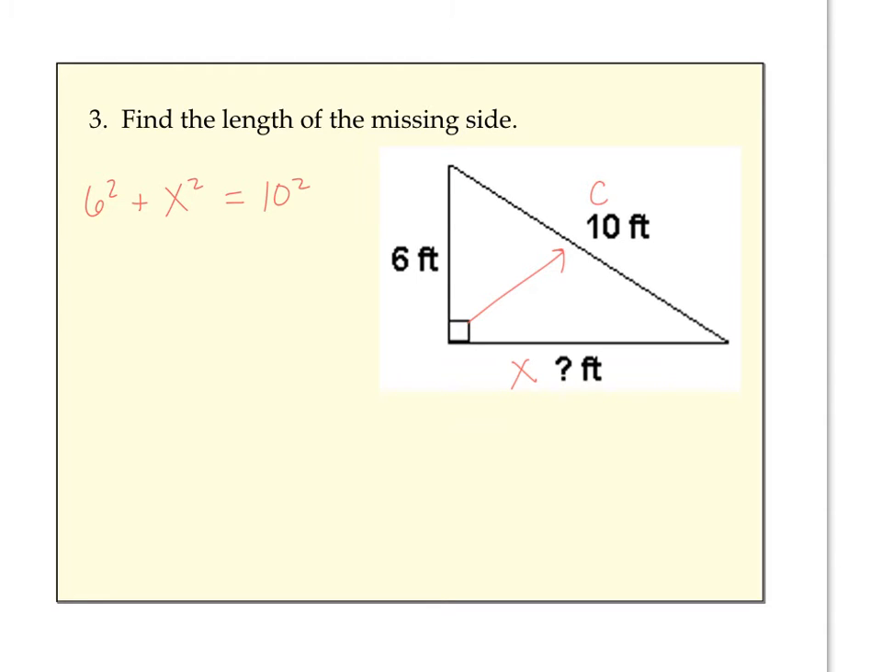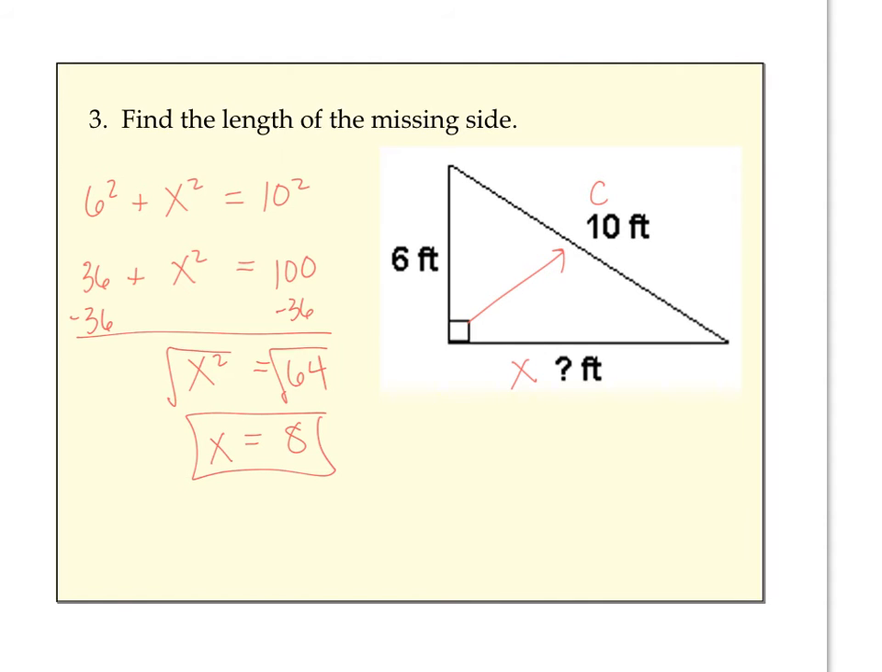So 6 squared is 36. X squared we don't know. 10 squared is 100. Now you're going to try to solve this. Minus the 36. X squared ends up being 64. We don't want x squared, so we have to square root that, and we get x equals 8. And so the missing side is 8.